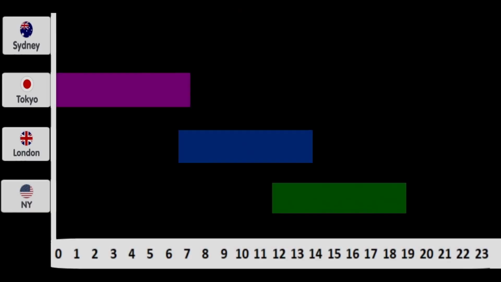The Tokyo market opens at 9 a.m. and closes at 6 p.m., the same on GMT and on Eastern Time. With that being said, we also have the New York session. The New York session opens at 5:30 p.m. and closes at 2:30 a.m. the next day in IST. Or in GMT, it opens at 12 p.m. and closes at 4 p.m.